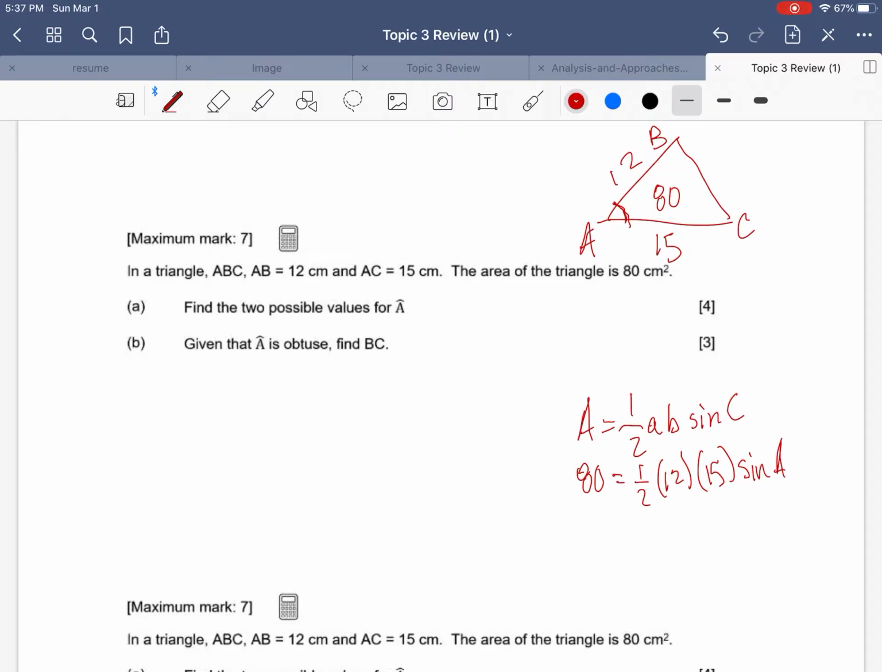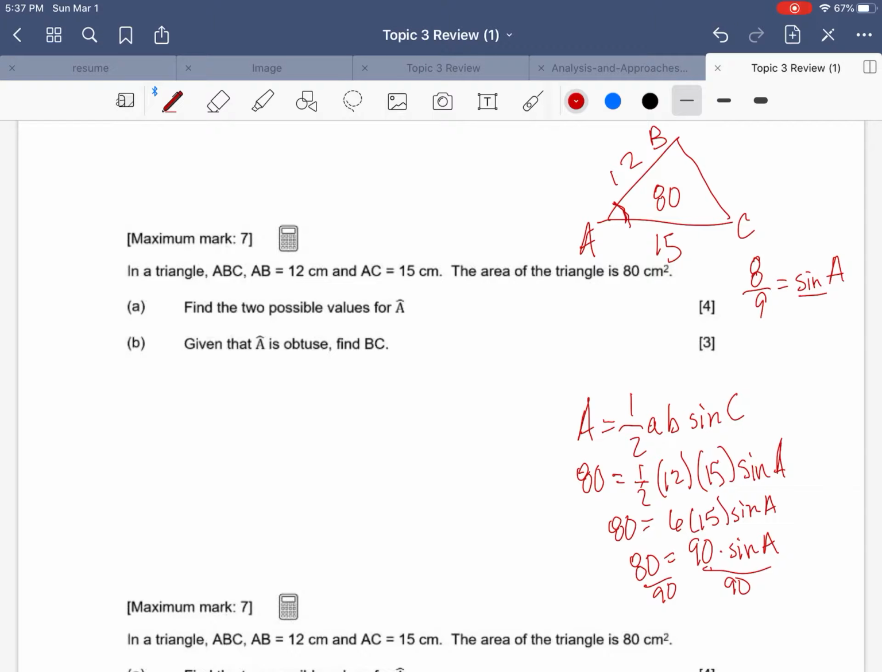And using this, we can solve for angle A. So half of 12 is 6. 6 times 15 is 90. So we have 90 times sine of A. And then, since it's multiplication, we have to divide by 90. 80 over 90 is equal to 8 over 9. So we have 8 over 9 is equal to sine of A.